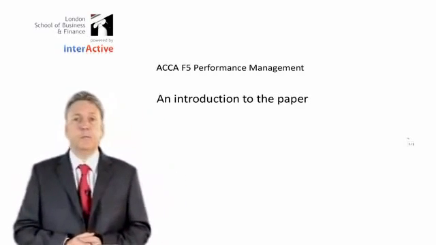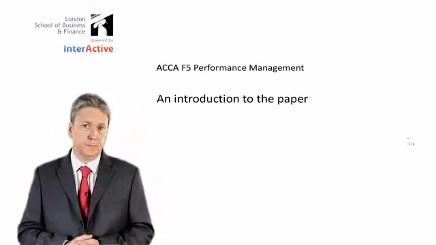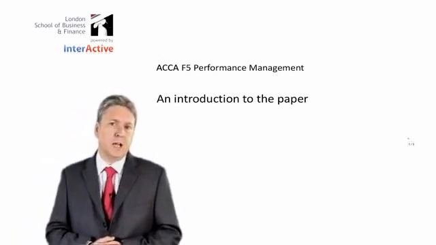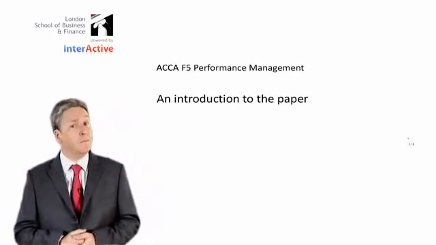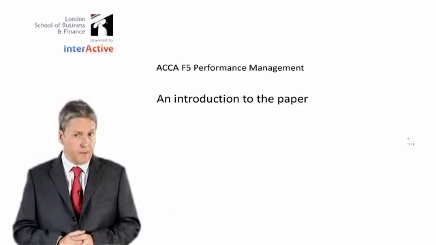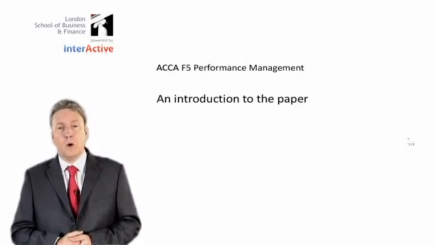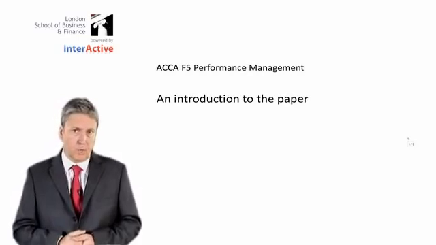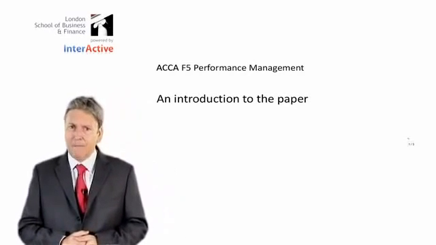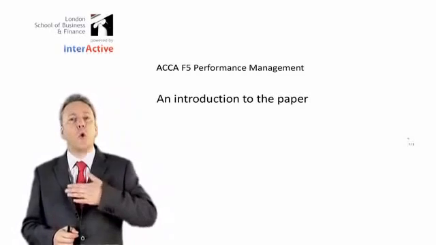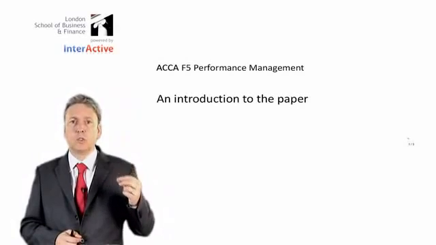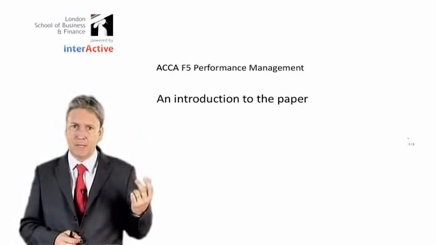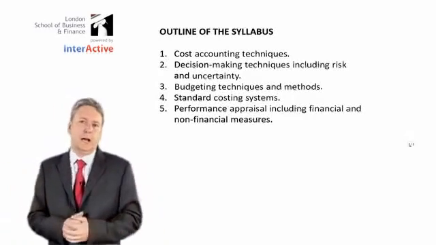Now, if we look at the paper, we see it's called Performance Management. It is, as I've already said, a management accounting paper, but we have to remember that there is a specific emphasis here. And F5 is focusing on performance. When we look at the individual components of the paper in a moment, we have to remember that overlaid on top of all of those 5 core areas, we always want to assess performance, whatever that means. So let's look at the outline of the syllabus.